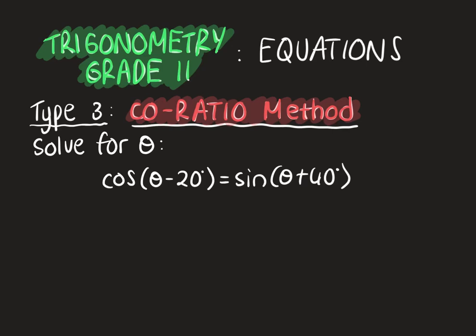Today we are going to be dealing with trigonometry grade 11 equations, and it's the type 3 question where I'm going to expose you guys to the co-ratio method of solving for a trigonometric equation. Now, how do we know when to use this method to solve for this equation? Well, the concept is if we have sine and cos on either side of the equal sign and the angles are different. So let me write that out quickly.